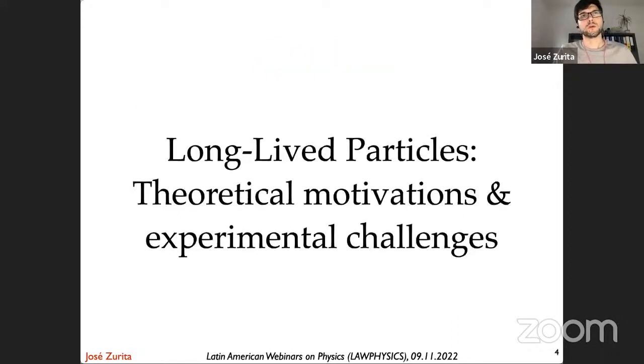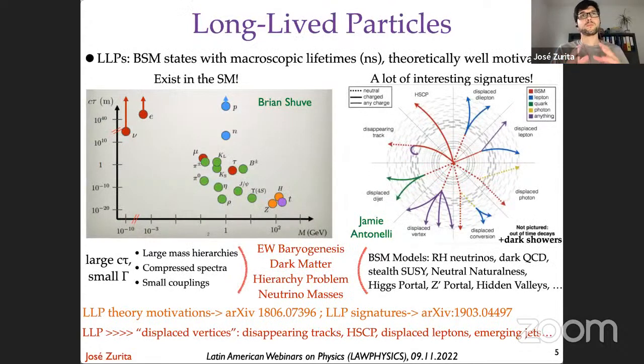Okay, so what about long-lived particles, the motivation and the challenge? This is what I want to introduce. For the purpose of this talk, I'm going to define a long-lived particle as a new physics state that travels a macroscopic distance such that I see it in the detector. It's a very vague definition.